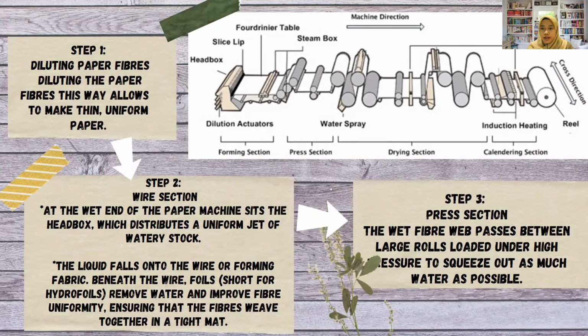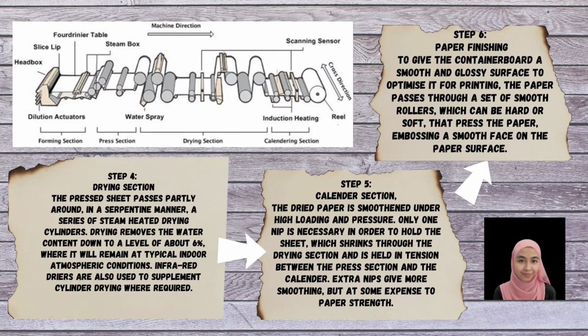Step 3. Press section. The wet fiber web passes between large rolls loaded under high pressure to squeeze out as much water as possible. Step 4. Drying section. The pressed sheet passes partly around, in a serpentine manner, a series of steam-heated drying cylinders. Drying removes the water content down to a level of about 6%, where it will remain at typical indoor atmospheric conditions. Infrared dryers are also used to supplement cylinder drying where required.